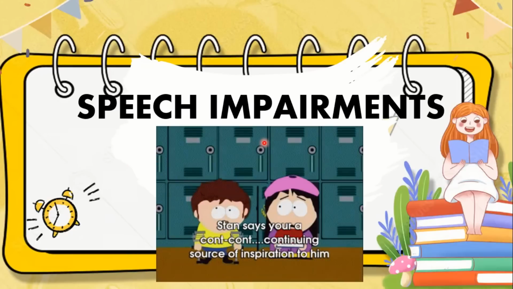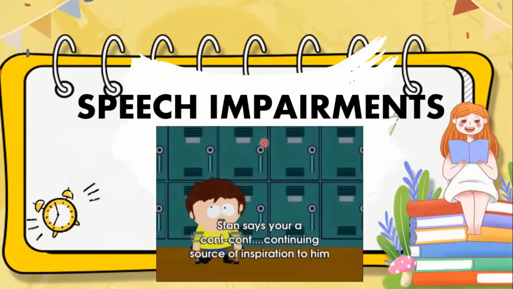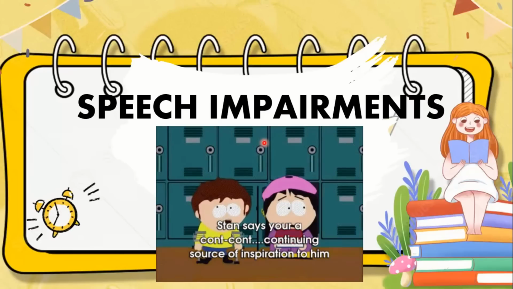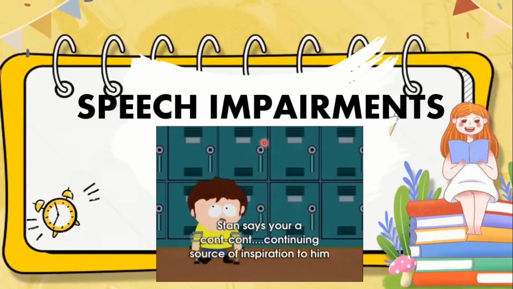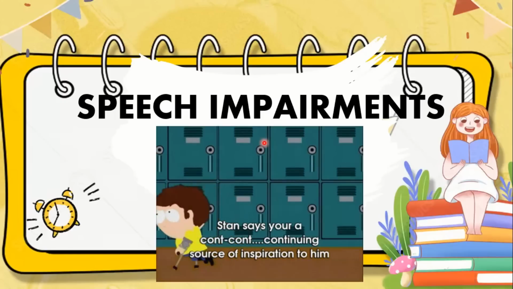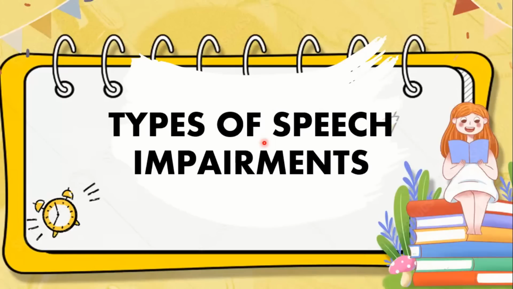So we have what we call speech impairments. These are communication disorders such as stuttering, impaired articulation, and language or voice impairment. Such disorders are significant enough that they can adversely affect a student's academic performance. We have 4 basic types of speech impairments.